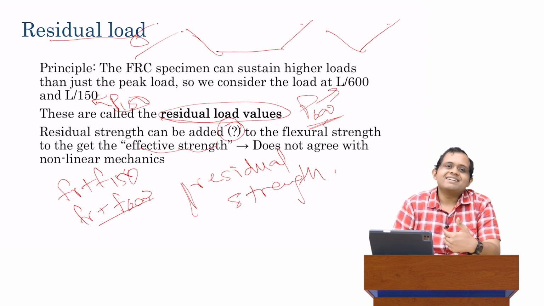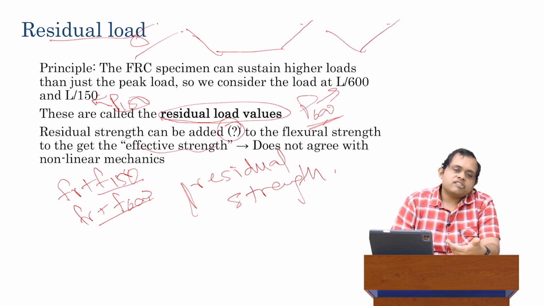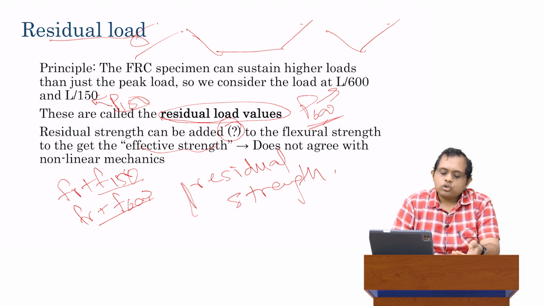There is no explicit guidance as such on what to use. You use either depending on how conservative your design is. So for example, if you're doing this for an expressway, you might use F150. If instead you're doing it, let's say for a local road, you might just use F600.